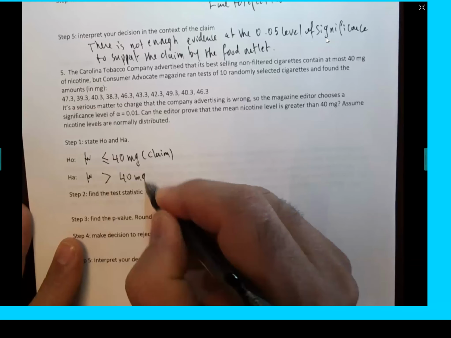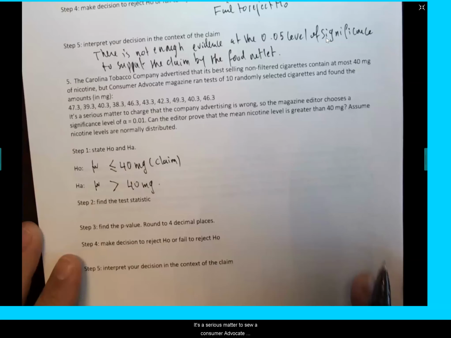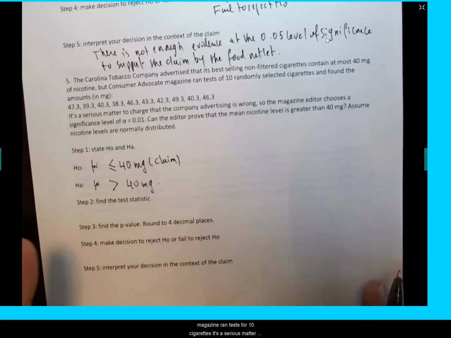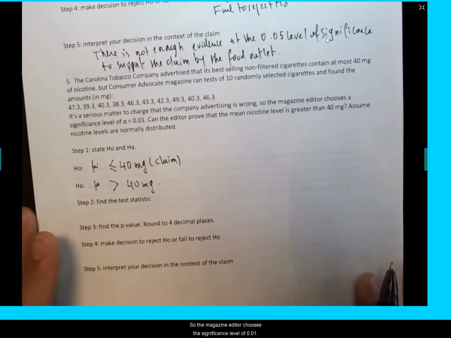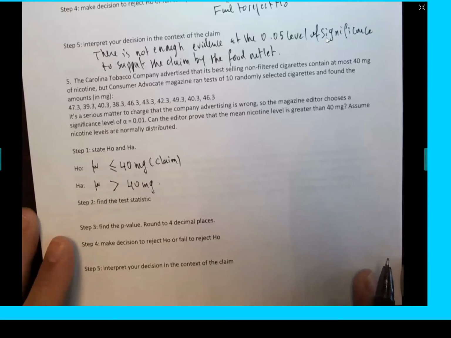Okay. It's a serious matter. So a consumer advocate magazine ran tests for 10 cigarettes. It's a serious matter to charge that the company advertisement is wrong. So somebody is suspecting that they're wrong. So the magazine editor chooses a significance level of 0.01. Can the editor prove that the mean nicotine level is greater than 40 milligrams?